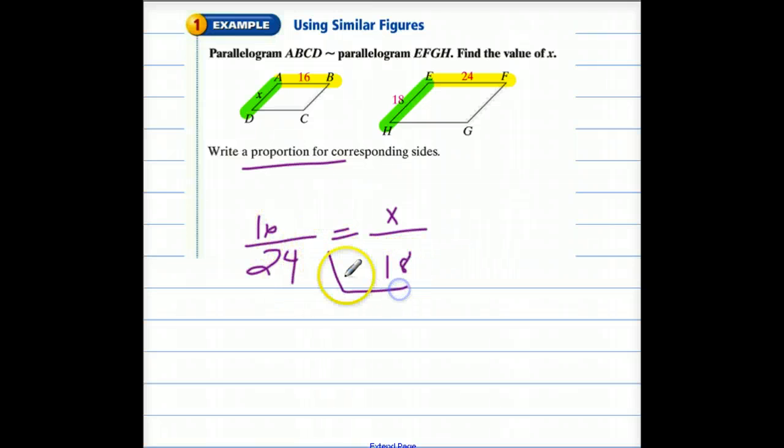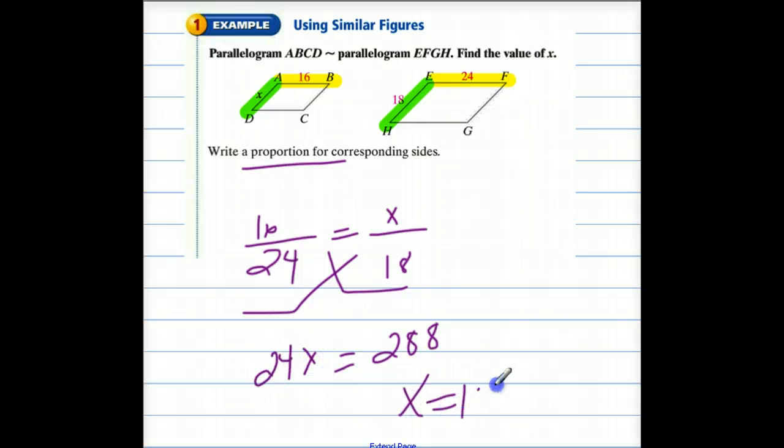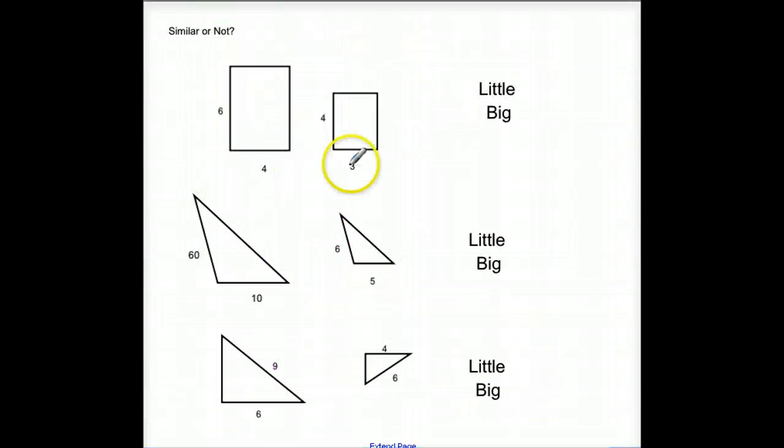Now I can solve this proportion using cross products. 16 times 18 is 288. 24 times x, divide by 24, x equals 12. 12 is my missing side length of my parallelogram. Alright, let's do a couple more practice.